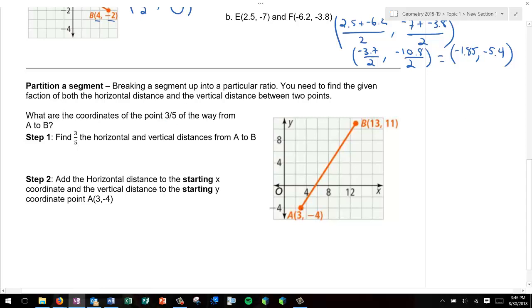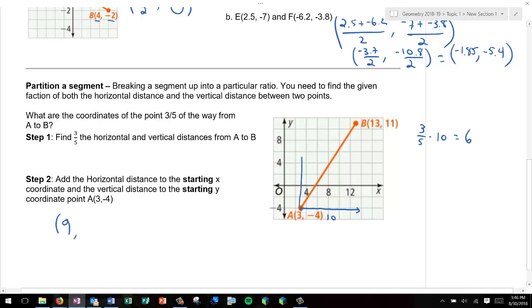So if I start at 3 and I work my way over to 13, that's a horizontal distance of 10 units. So I would do 3/5 times 10 units, and 3/5 of 10 is 6 units. So I'm going to go 3/5 of the way, or 6 units away from 3. 3 plus 6 is going to give me a horizontal change, and I'm going to end up at 9. So I'm going to add the horizontal distance to the starting x coordinate, 6 plus 3, and that gives me a coordinate of 9. We do the same thing for y.